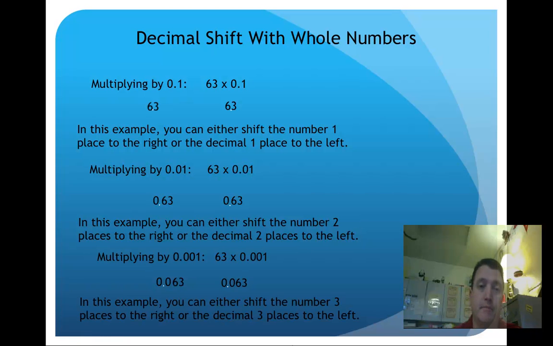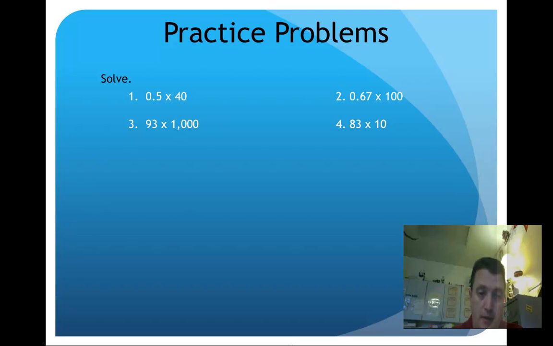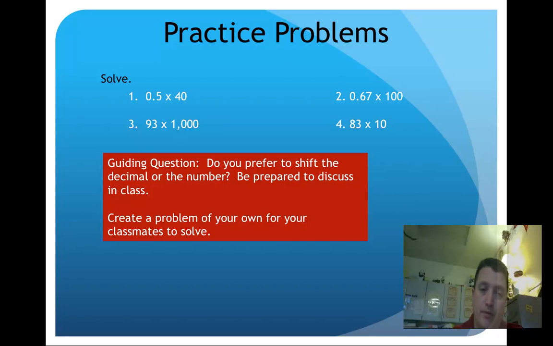I just want you to notice the shift patterns, the way the numbers shift depending on what you're multiplying. Okay? So, here are your practice problems. Go ahead and solve these. In addition to that, here's your guiding question: do you prefer to shift the decimal point itself, or the number itself? Be prepared to discuss which makes more sense to you when we get in class.